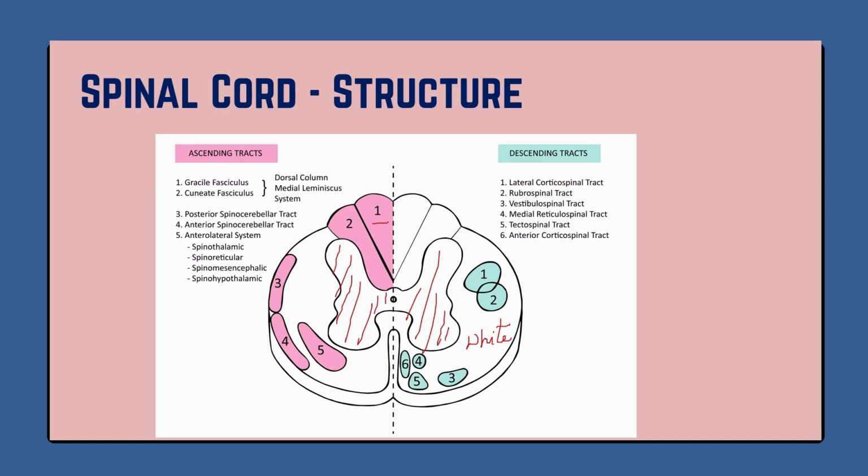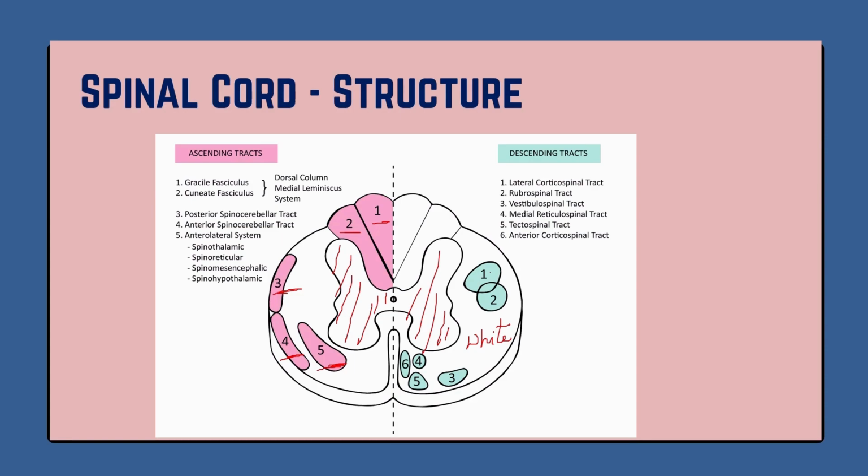The first one is the gracile fasciculus. Second, the cuneate fasciculus, but you can ignore this one. Third is the posterior spinocerebellar tract. You need to know this. Then this is the anterior spinocerebellar tract. You need to know this. Then you have the anterolateral system, which is spinothalamic. Okay, now the descending tracts, taking information down from the brain.